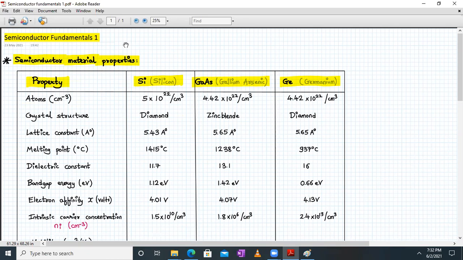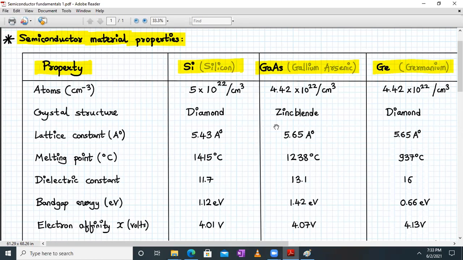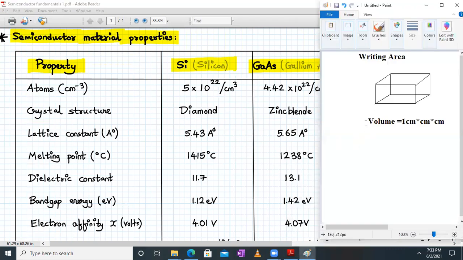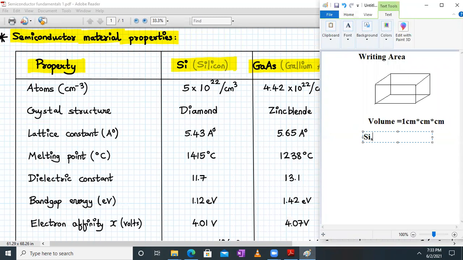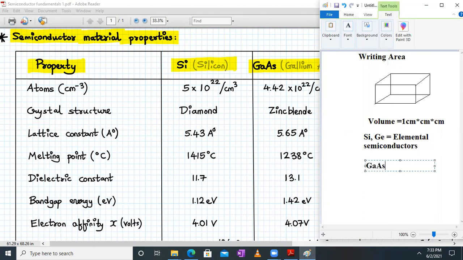Today we are going to analyze various semiconductor materials and their properties. So let us start. Over here we have silicon, gallium arsenide and germanium. Silicon and germanium belong to elemental semiconductors, whereas gallium arsenide is a compound semiconductor.